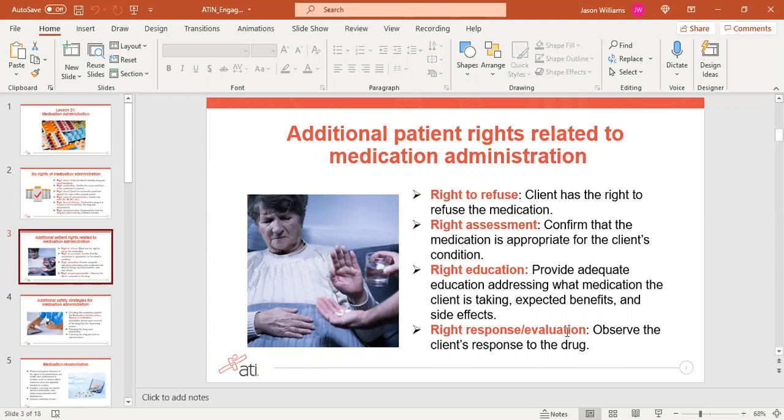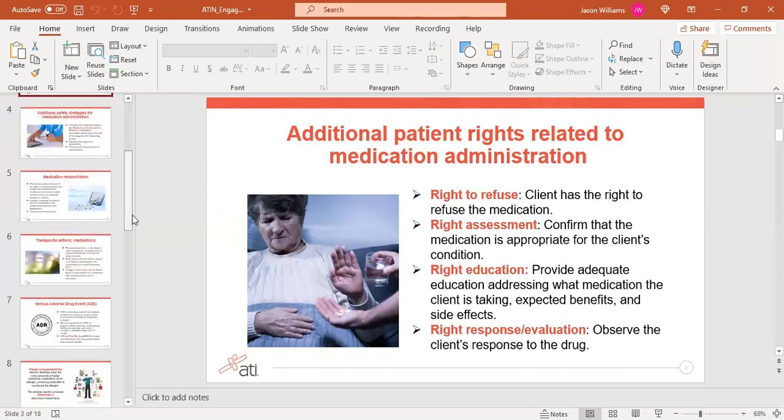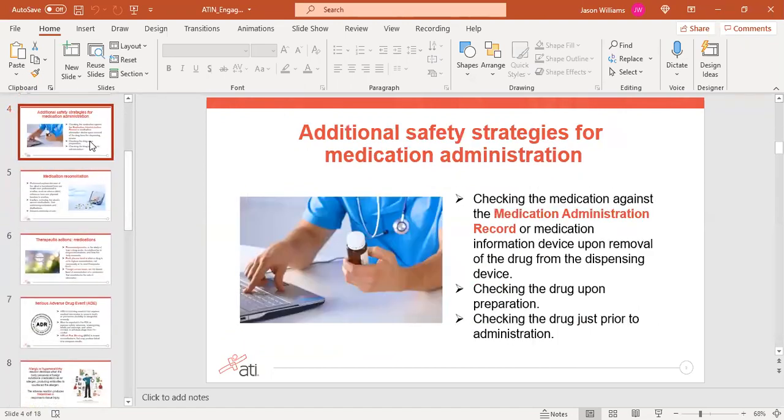And right response, right evaluation: you need to evaluate the patients after their medicine was administered. Typically, if you're giving pills, it takes about 45 minutes for a pill to begin to kick in. You give an IV medication.